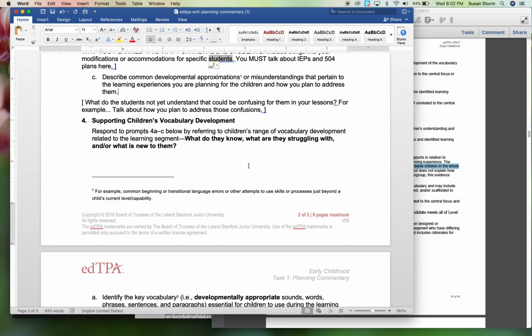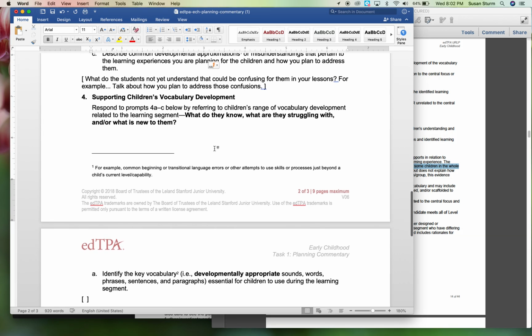So respond to prompts 4A through C below by referring to children's range of vocabulary development related to the learning segment. What do they know? What are they struggling with? What is new to them?